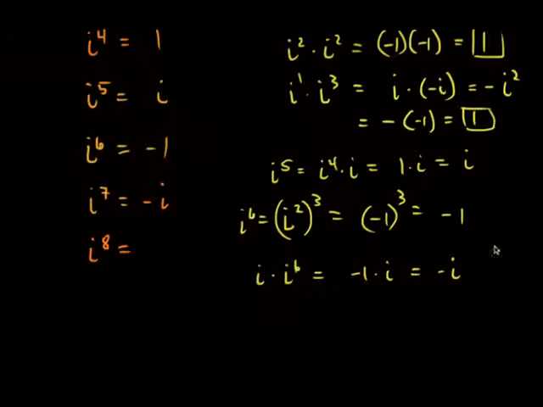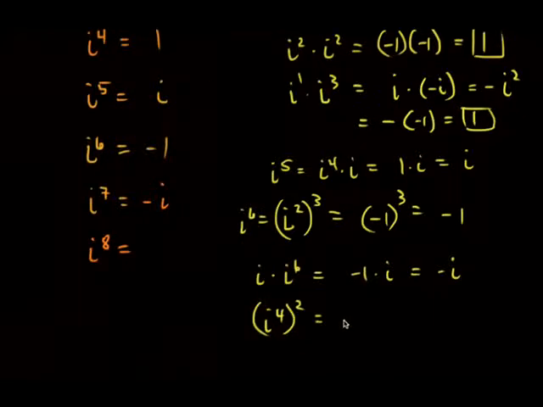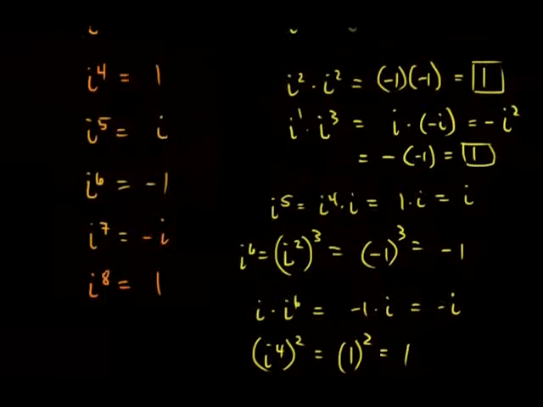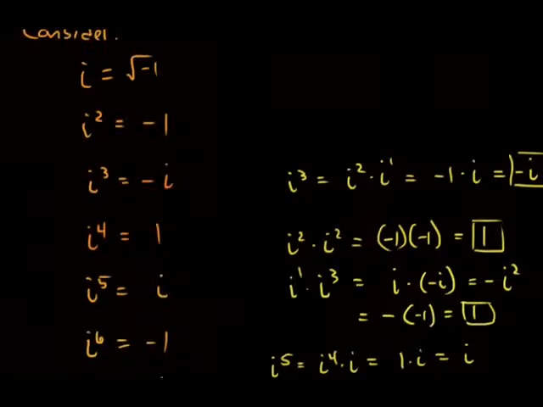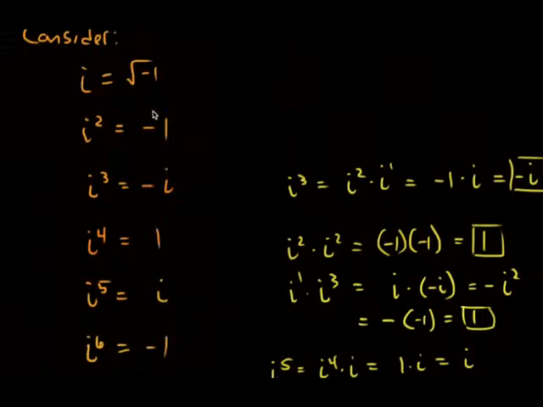Let's do i to the eighth. One last problem. So I could do i to the fourth times i to the fourth, or I could do i to the fourth squared. i to the fourth we know is equal to 1. So that's 1 squared, which is 1. Now, looking at these, look at what I got. I got i, -1, -i, 1.